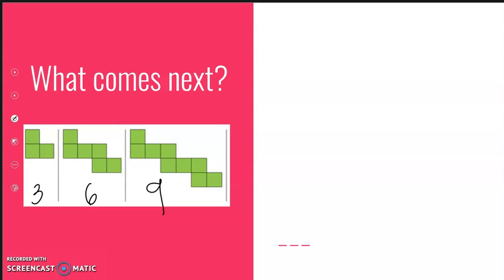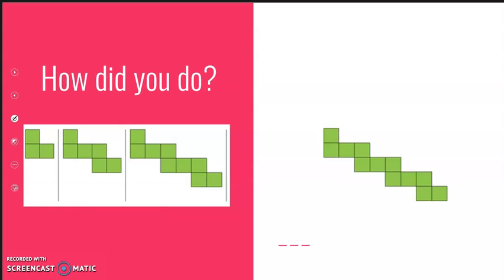Based on this pattern, one might assume that to get to figure 4, we're going to add an additional 3 blocks. This seems like a good guess, and I think we were right. Notice that this fourth figure has a total of 12 blocks, just like we predicted.